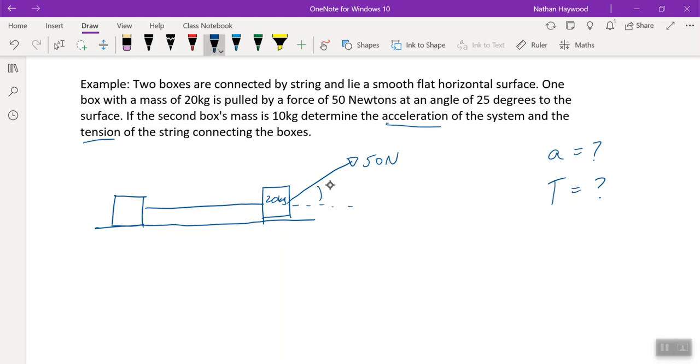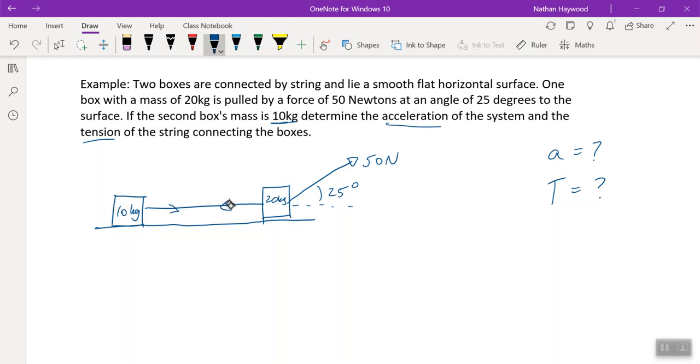Now this is tech active because the angle is 25 degrees. How could we change it to tech free? The angle could be 30 degrees or it could be 60 degrees. All right, if the second box's mass is 10 kilograms, determine the acceleration of the system.